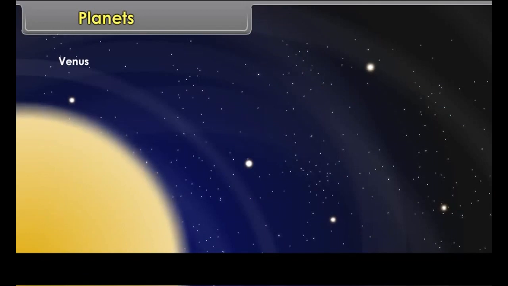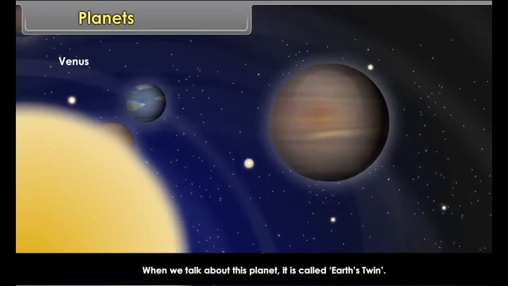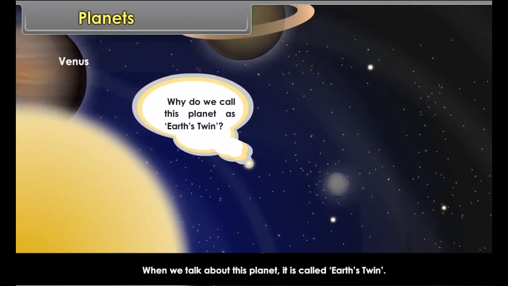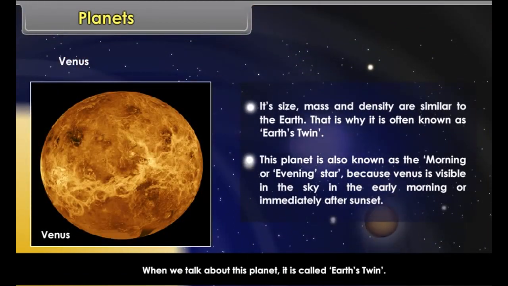Venus. When we talk about this planet, it is called Earth's twin. Why do we call this planet as Earth's twin? Its size, mass and density are similar to the Earth. That is why it is often known as Earth's twin.